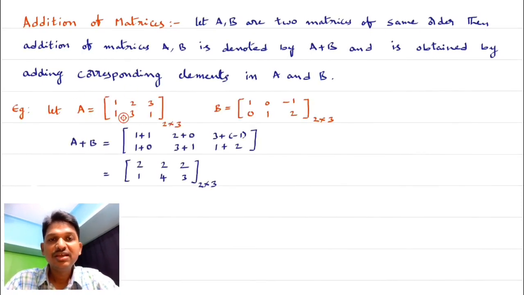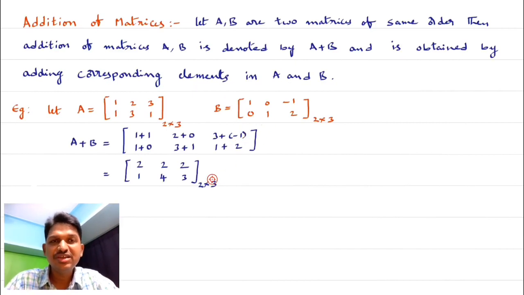You see here, A is a matrix of order 2 by 3. B is also a matrix of order 2 by 3. They are of same order, yes. Very good. Now, addition of matrices is denoted by A plus B. How will you get A plus B? By adding corresponding elements. What does corresponding element mean? This element is first row, first column element. Here also you take first row, first column element, and you add them: 1 plus 1. This is first row, second column element. Here also you take first row, second column element. Corresponding element means like that.